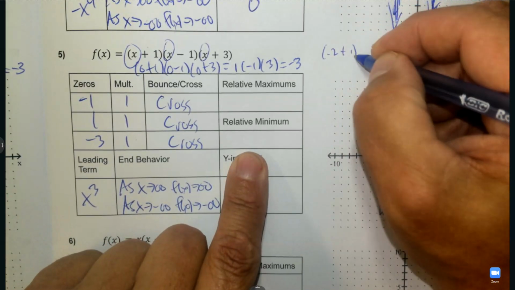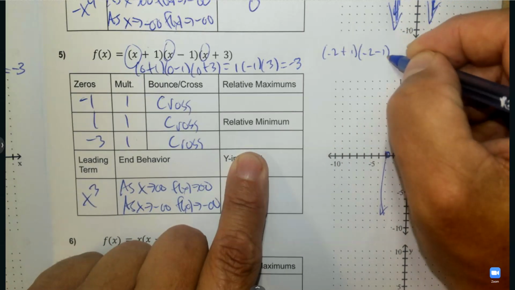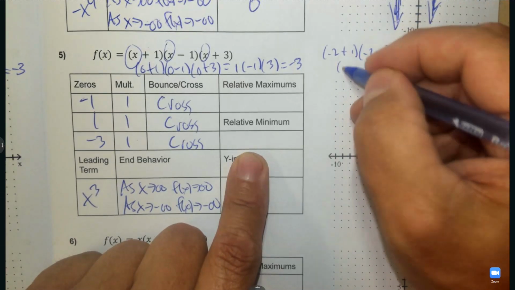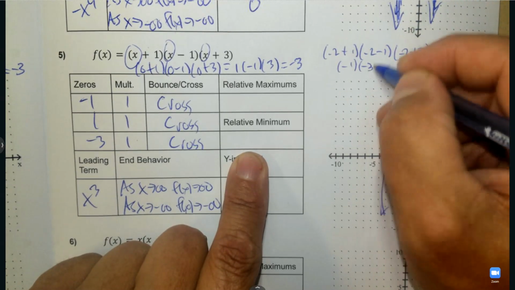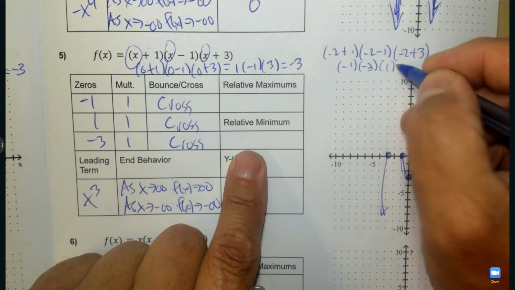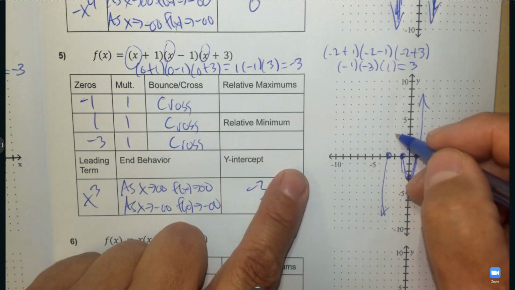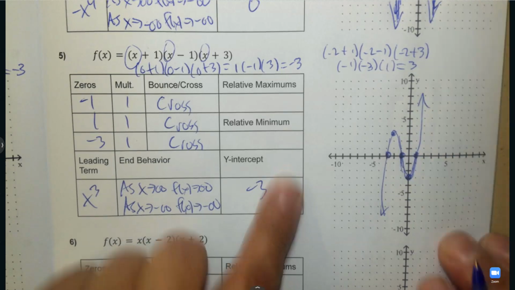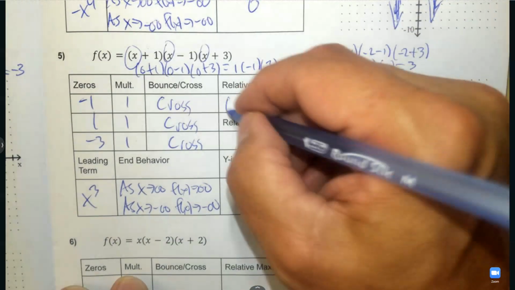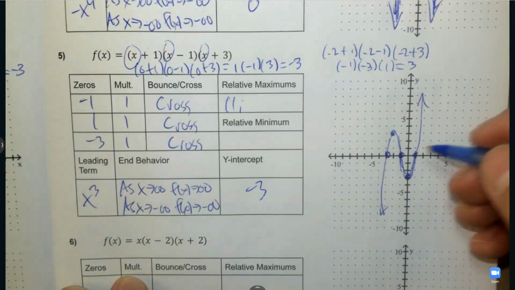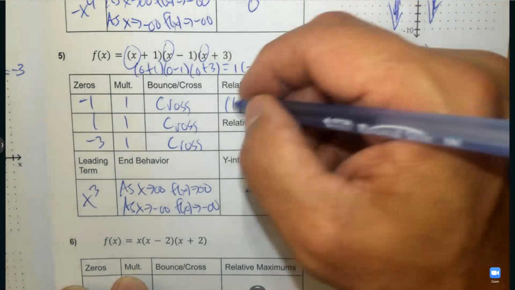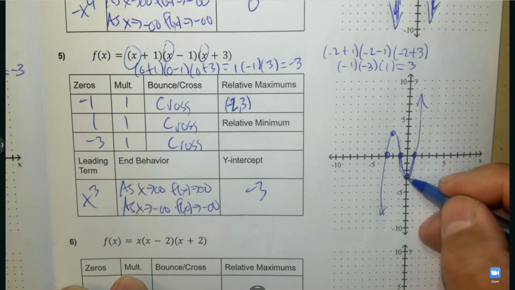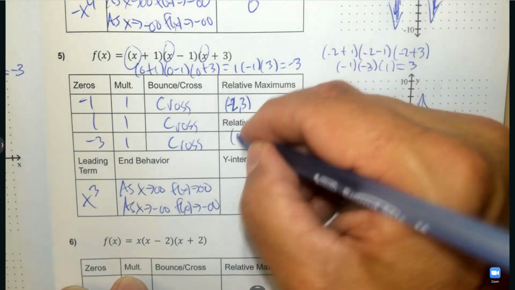So negative 2 plus 1, negative 2 take away 1, negative 2 plus 3, and then solve it. So that's negative 1, negative 3, and 1. So that altogether is positive 3. So I have a maximum there at 1, 3. Negative 2, 3. I have a minimum at 0 and negative 3.